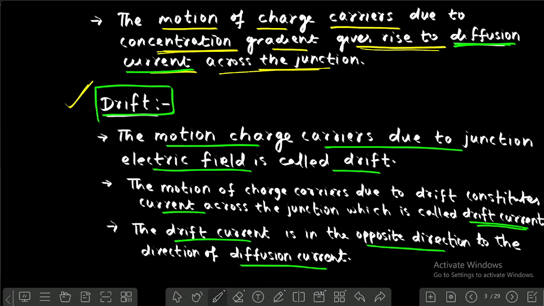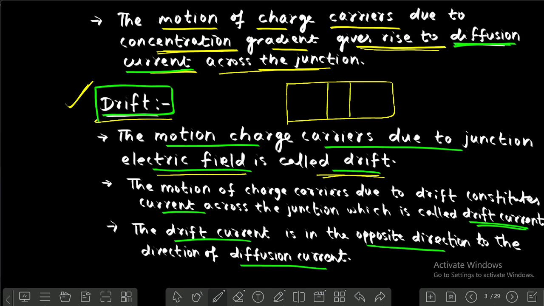Next, to understand drift. What is drift? The motion of charge carriers due to junction electric field is called drift. If you see the PN junction carefully, in P side you have more number of holes, with negative impurity, and in N side electrons with positive impurity. Here less hole, here less electron. Now what is happening in the depletion region? In this region, you have negative and positive impurity ions, immobile ions.